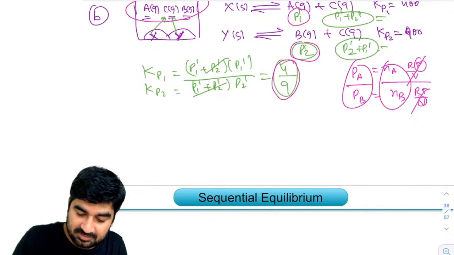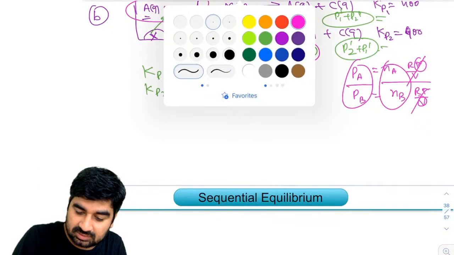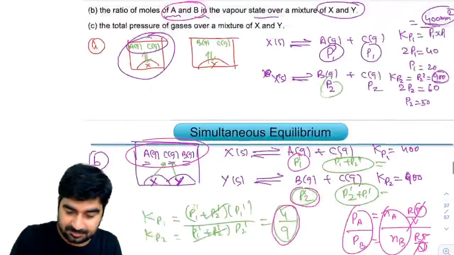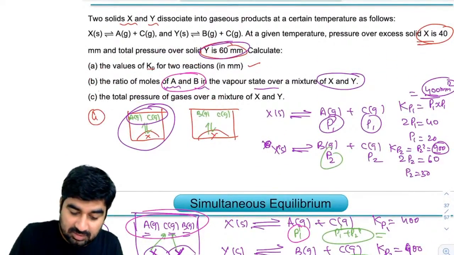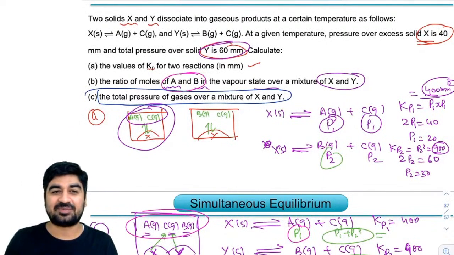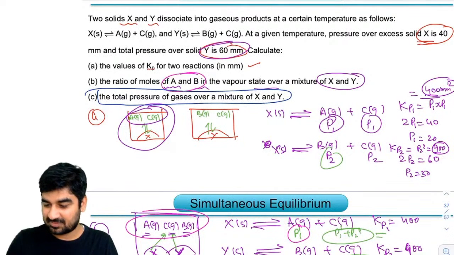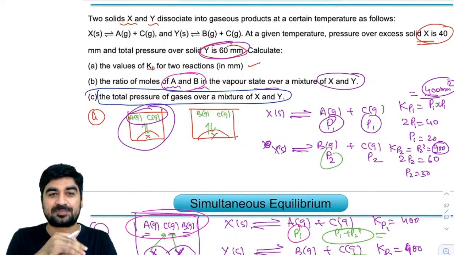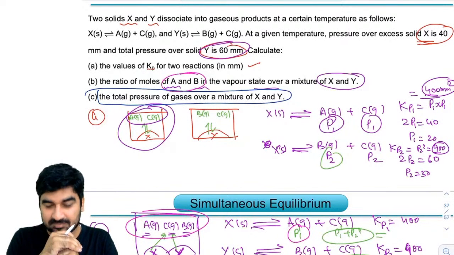So now, guys, let's do the third problem, C part. Now I'm giving you some time. The total pressure over X and Y. I think now you can solve it. To solve the C part correctly, I am giving you sufficient time for that. Solve it.